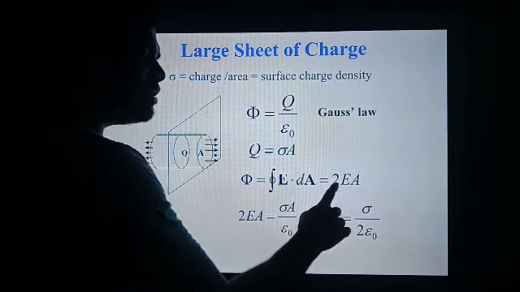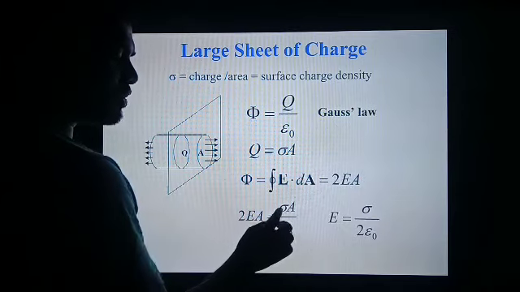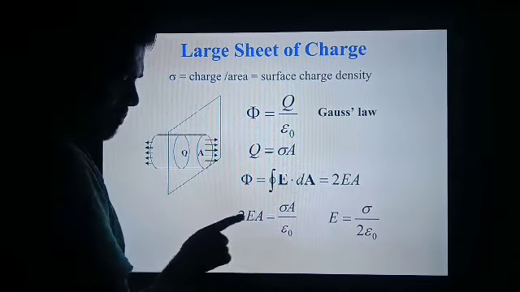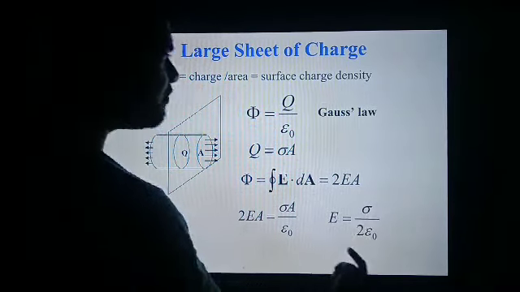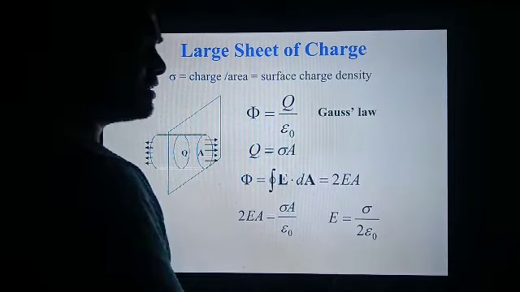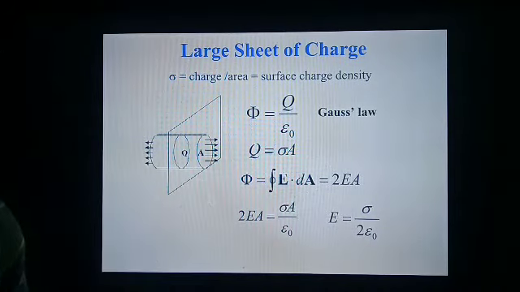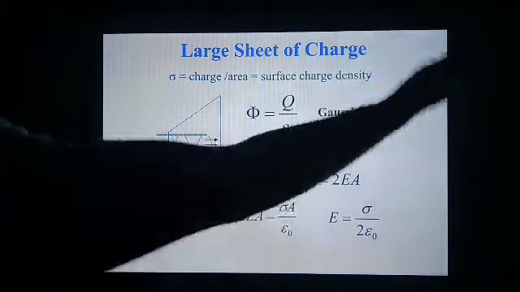But we know very well phi is equal to 2EA. We have discussed. So 2EA is equal to sigma A upon epsilon naught. So E will be equal to sigma upon 2 epsilon naught. A and A will cancel out. So this is the final proof. This is the shortest way to understand the electric field intensity due to an infinite length of charge sheet. That is a long way.